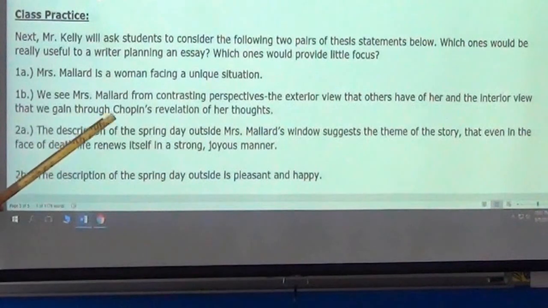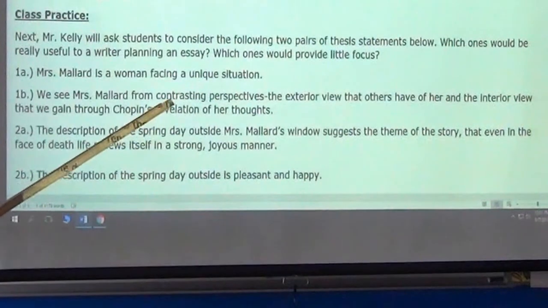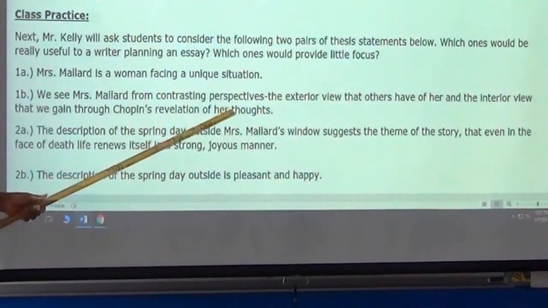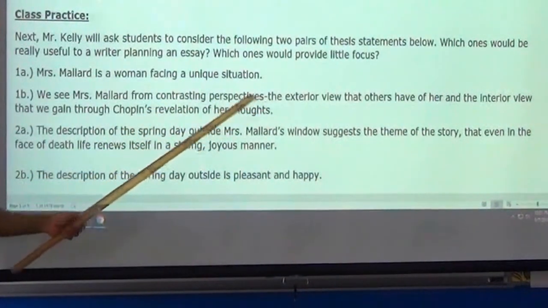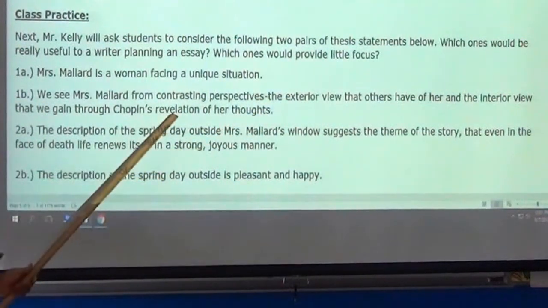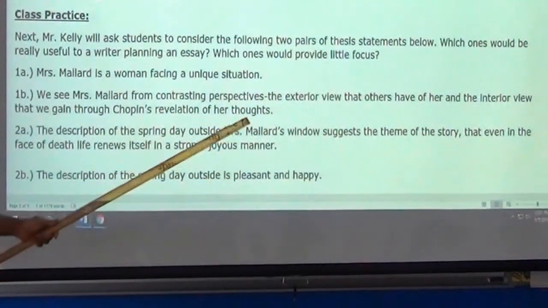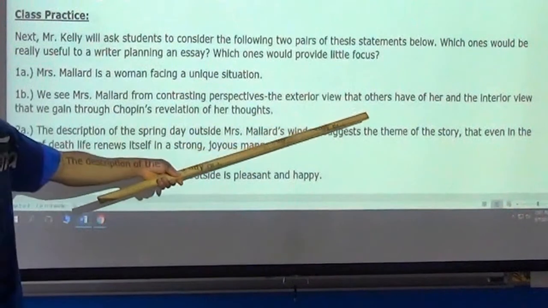Mrs. Mallard from contrasting perspectives. We said that contrasting means what? Contrasting is the opposite of comparing. Different. So we see Mrs. Mallard from different perspectives. Whenever we see a dash, that usually means that what's coming after is explaining what came before. So those different perspectives are the exterior view that others have of her.